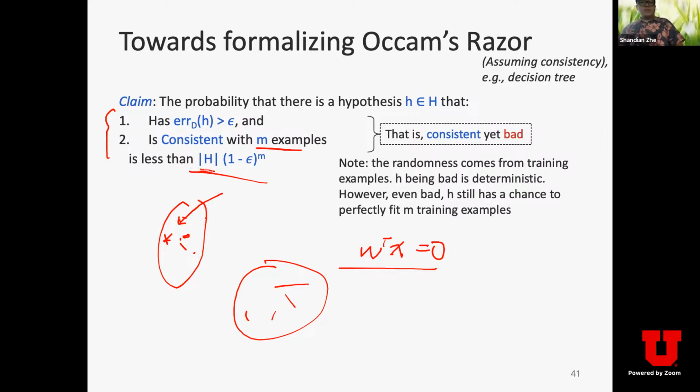This H means the size of the hypothesis space, the number of candidate functions inside the hypothesis space. And this means (1 minus epsilon) to the power of M. So someone asks, okay, it can be very small, right? But at the same time, it also depends on the size of the hypothesis space. If the hypothesis space is very large, then it can still be big, right?